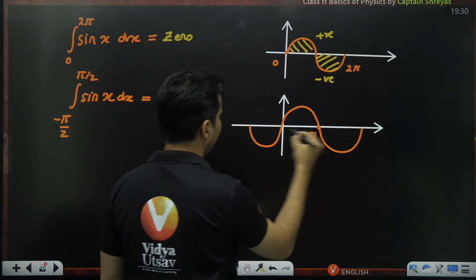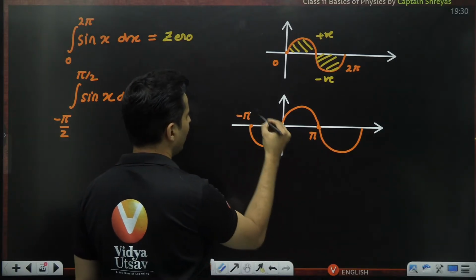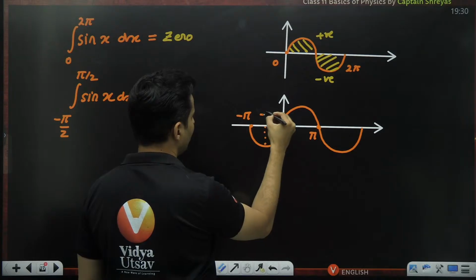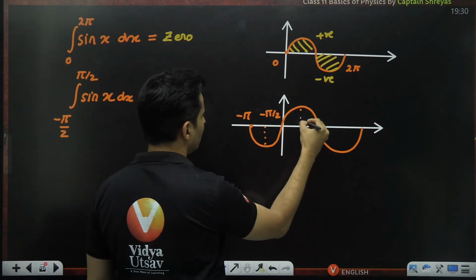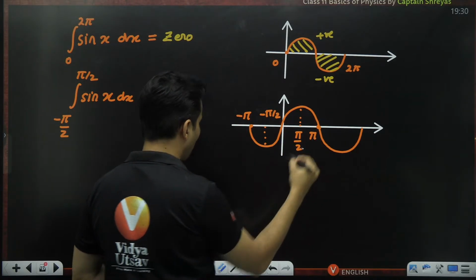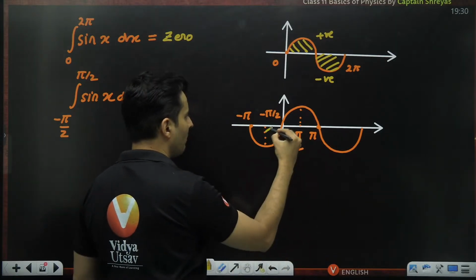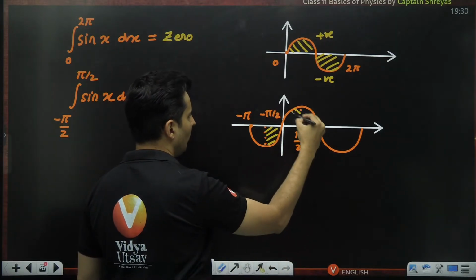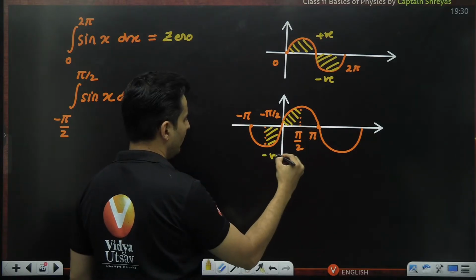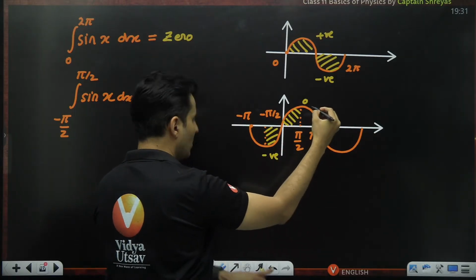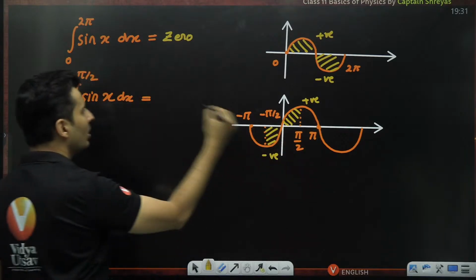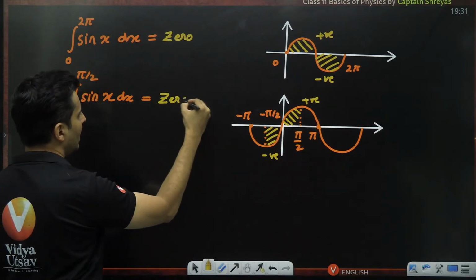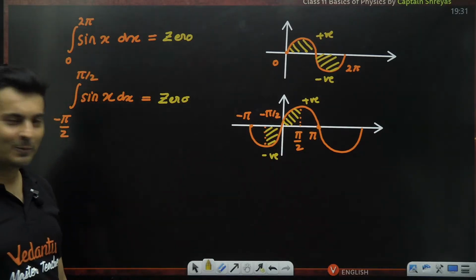This is pi. This is negative pi. This is minus pi by 2. This is positive pi by 2. So if you go from minus pi by 2 to plus pi by 2, you have a negative area and you have a positive area. They both will cancel and hence the answer will be a big fat 0.